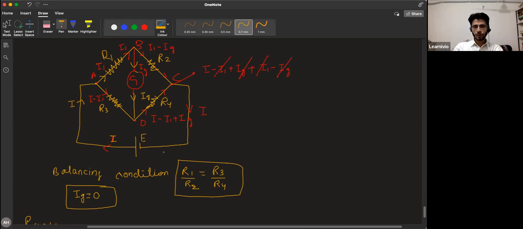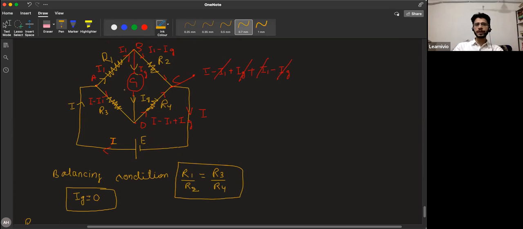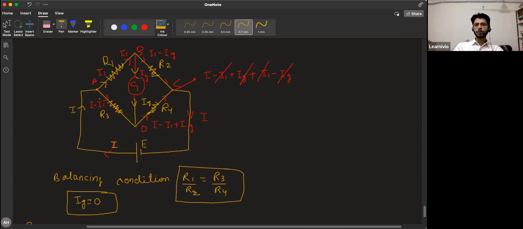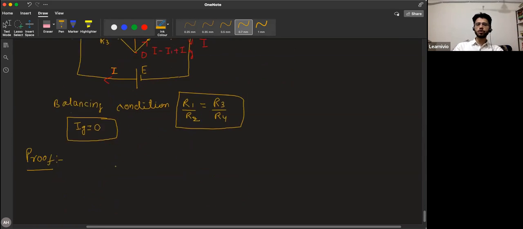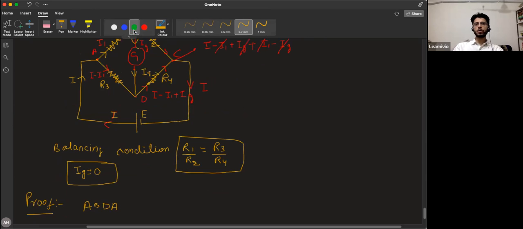Division is correct. Now we have to prove that if the bridge is balanced, which means if Ig is equal to 0, then R1 by R2 is R3 by R4. To prove this, you can take two loops. We can take this loop ABDA. We will go in this sense.